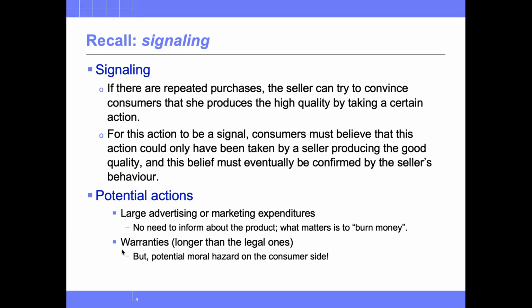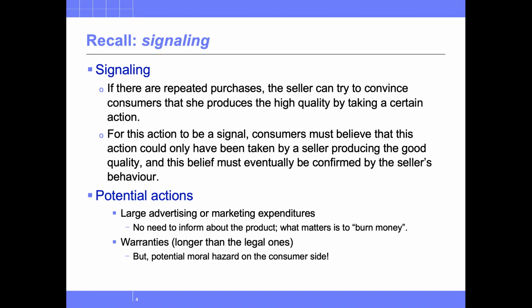The same goes for warranties, and especially warranties that are extended by sellers beyond what is required by, for example, the government. Okay, again, this is an action that becomes a signal because it led consumers believe that this action can only have been taken by a seller producing the good quality. Okay. Now, with warranties, you may also remember that there is an additional problem now on the side of the consumers who may not take care sufficiently of the products if they know that the warranty is extended.